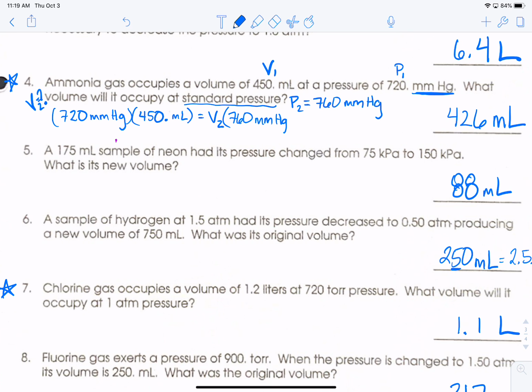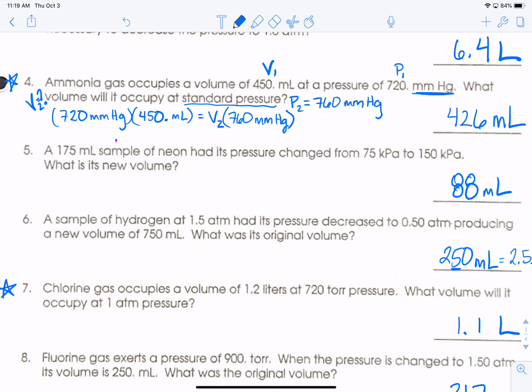Oh, you know what? Did you guys notice how I just switched P and V? I put the V first and the P second. Does it really matter mathematically? No, because multiplication is commutative, meaning you can change the order. V times P is the same thing as P times V, right? 2 times 3 is the same as 3 times 2. So it doesn't matter. Sorry I switched it. That may have confused you.